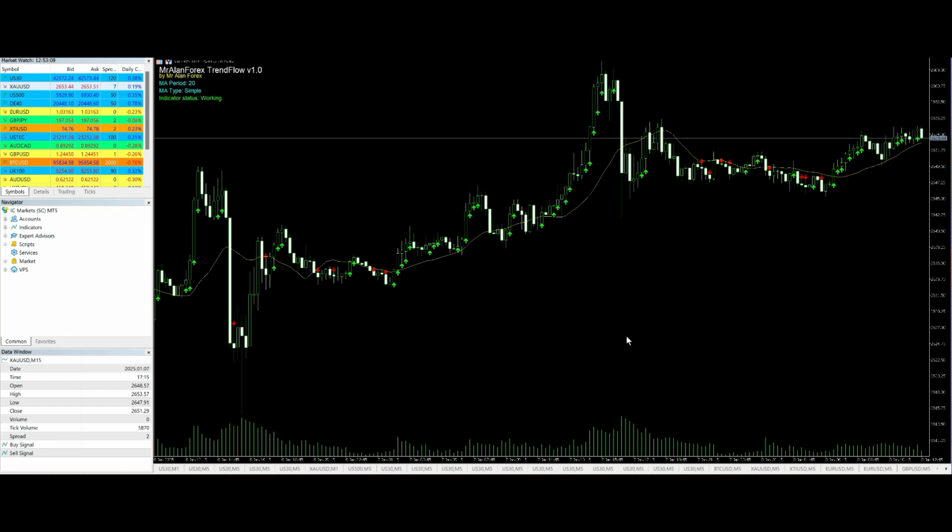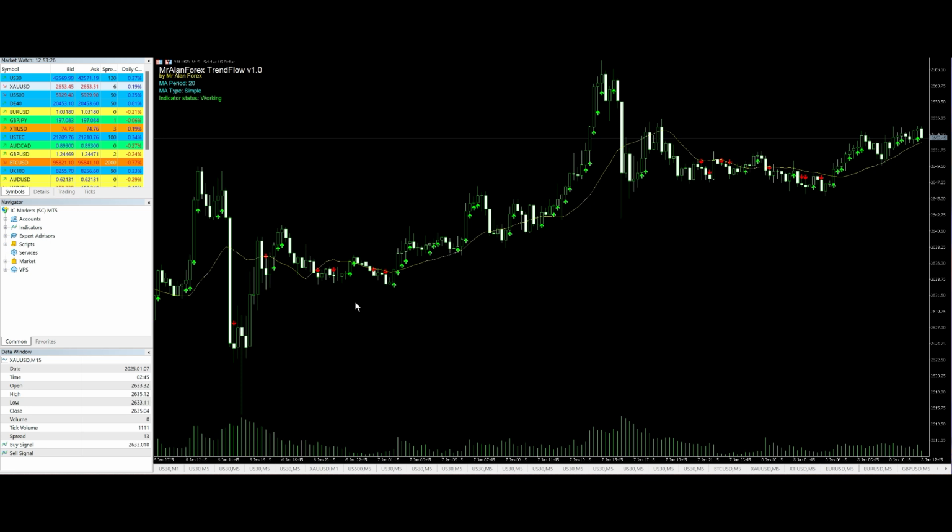Everyone, I just want to introduce you to a new indicator which I've made. It's called TrendFlow, and as you can see, you see a whole range of green up arrows and red down arrows. And the way that I want to use this is as a buy signal.